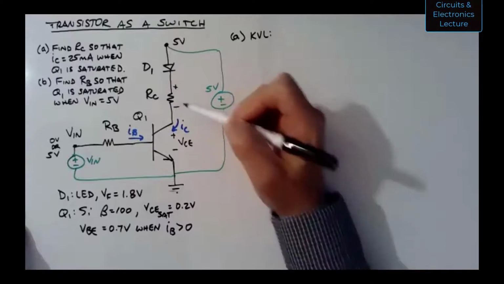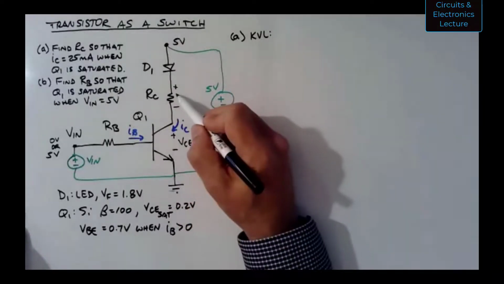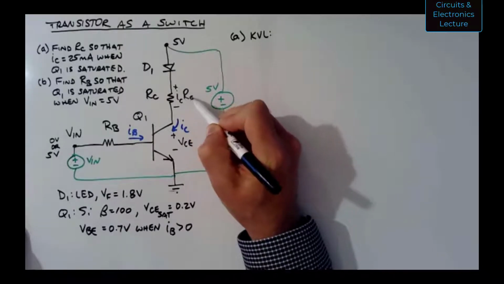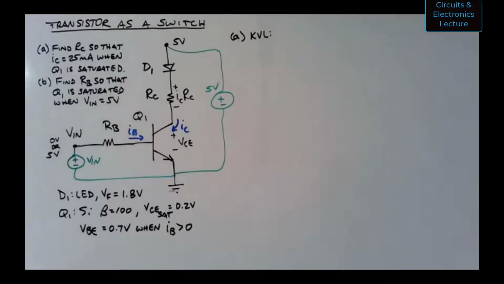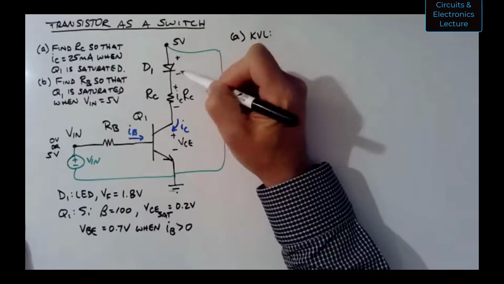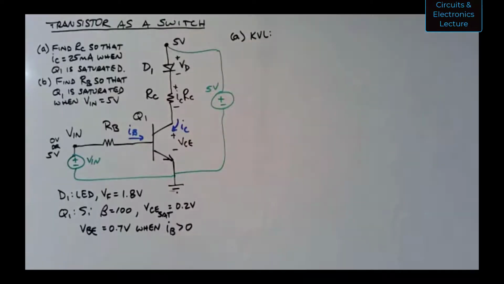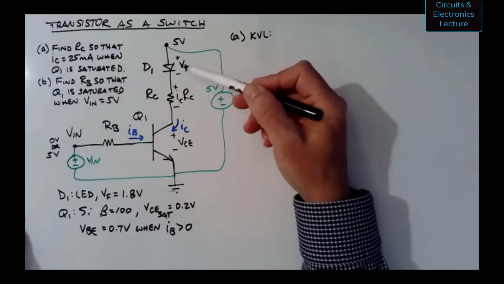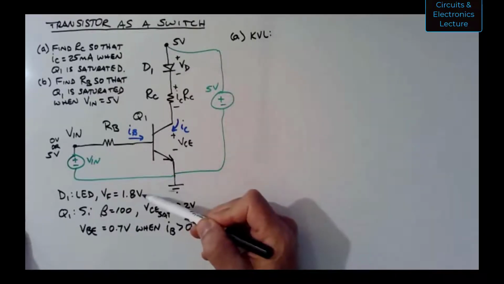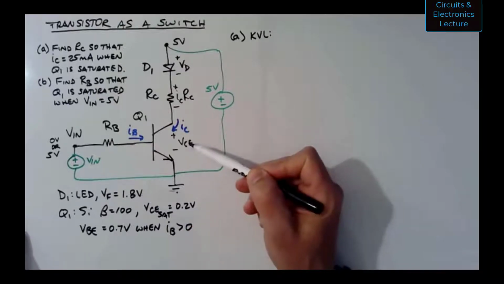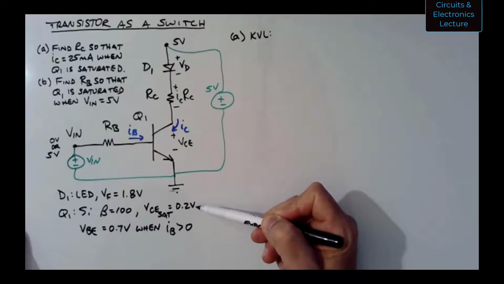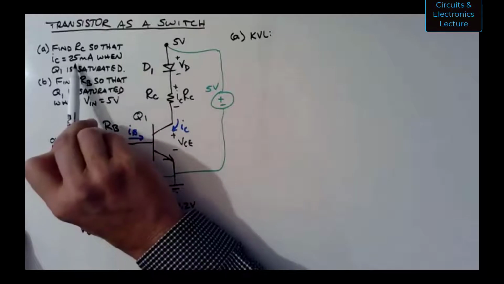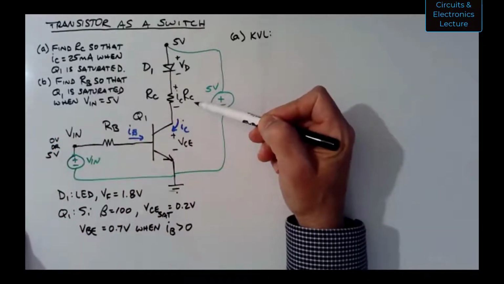The voltage across this resistor, when current is flowing, by Ohm's law is IC times RC. And the voltage across that diode is VD. So let me write a KVL equation. I have a known voltage VD. VD is going to be VF when current is flowing. VCE is going to be 0.2 volts when the transistor is saturated. I know what I want my IC to be, 25 milliamps. So RC will be the only unknown here.